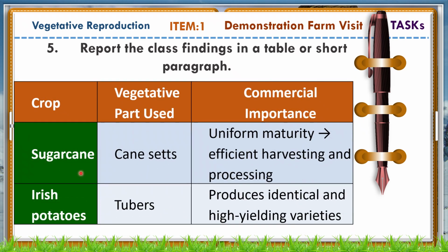Then the sugarcane. Sugarcane, they were using cane sets. Importance, there is uniform maturity, which leads to efficient harvesting and processing. When it comes to Irish potato, they use tubers. And the commercial importance is that they produce identical and high-yielding varieties.